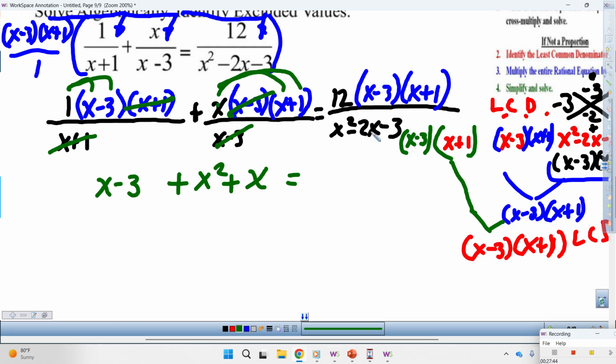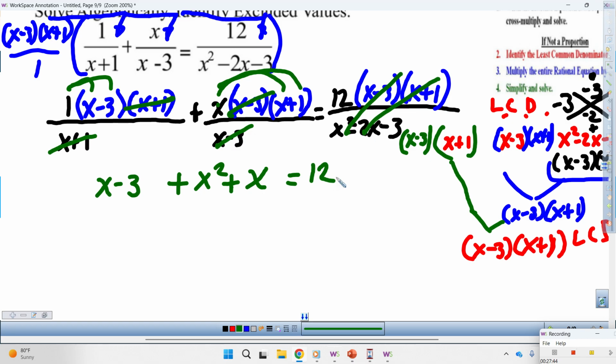What's our giant one for the last one? Let's see if you catch it. Did you catch it, Carlos? What's our giant one? Everything is removed. Because this bottom one, what are the factors for that one? X minus 3 and x plus 1. So these become only 12.